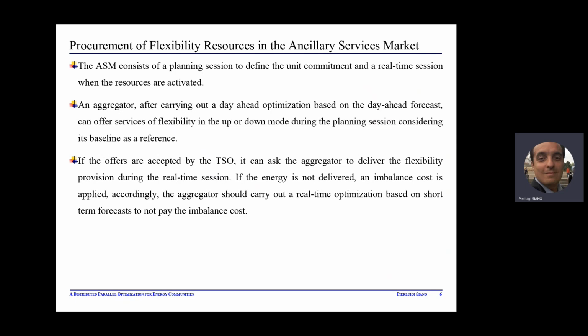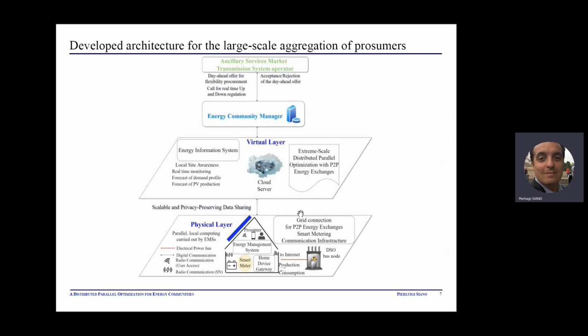According to this new regulation, an aggregate or energy community can be composed of different types of resources, including generators, electrical loads, battery energy storage systems, electrical vehicles, and there is no limit to the rated power of a single resource, but the overall minimum regulating power should be 1 megawatt. So this is a global constraint that we need to consider.